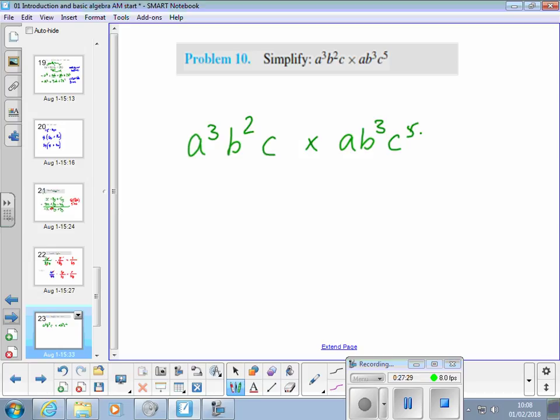Yeah, we can combine like terms. So we've got a cubed here multiplied by a to the power 4. This is kind of a preamble to laws of indices, which we're going to formalise in a little while. b squared times b cubed, so effectively what we're saying is b times b times b times b times b, i.e. b to the 5. And then c times c to the 5 must be c to the power 6.